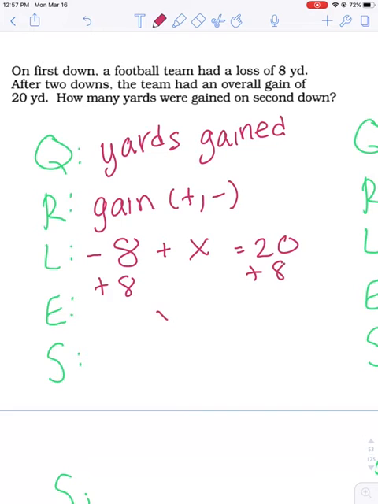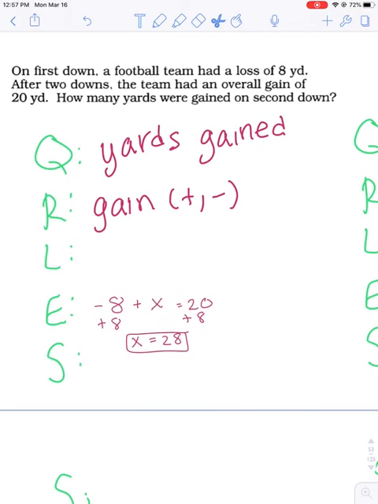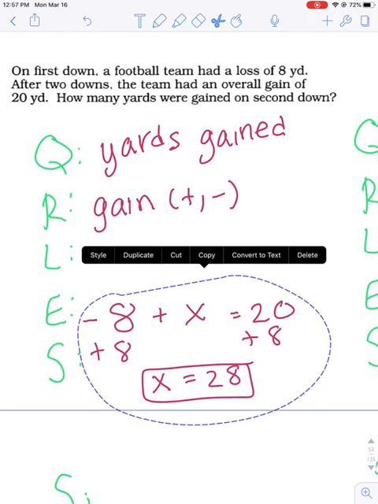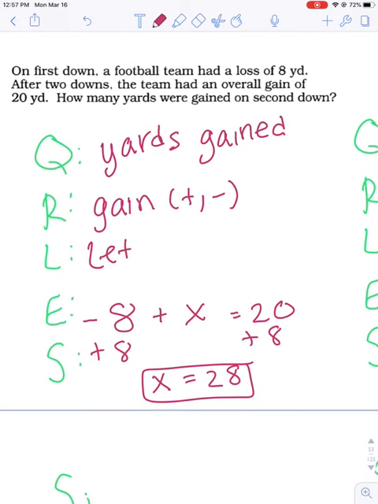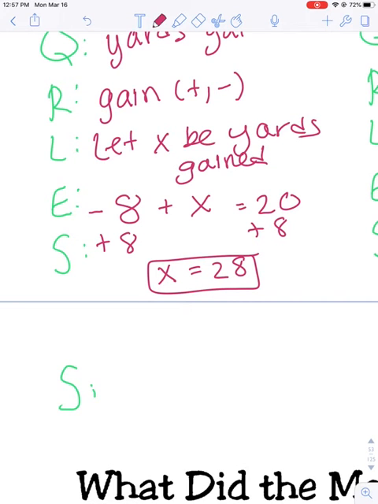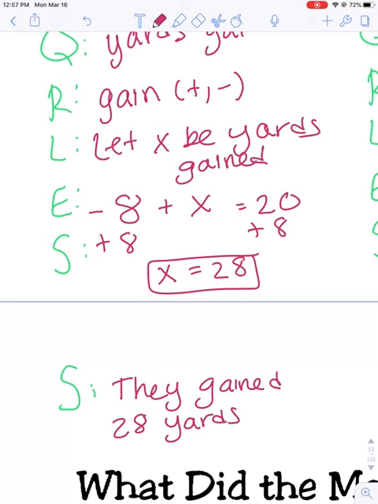Add 8 to both sides. We get x equals 28. Box my answer. I realized I forgot my let statement. So I'm going to put that under E and S. Let x be yards gained. And that makes sense. So they started at -8. They gained 28 yards. They would end up at +20. So they gained 28 yards.